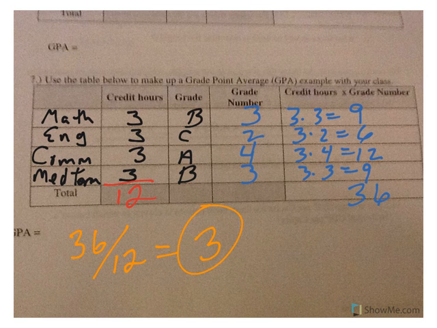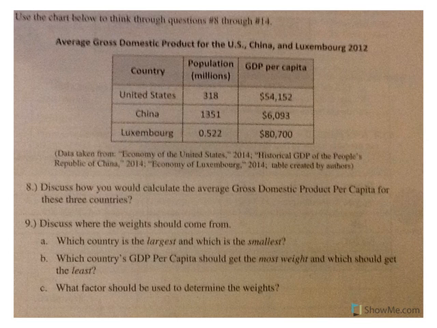Alright, so if you fill in your grade number, B's are worth 3 points, C's are 2, A's are 4. When you multiply across credit hours times the number of points you receive per credit, you can find out your total points received. So 9 plus 6 plus 12 plus 9 gives you 36 points. Well, you took 12 credits, right? 3 plus 3 plus 3 plus 3 is 12 credits. So the 36 points I earned divided by my 12 credit hours, your GPA for this semester is a 3. And that is excellent. All right, continuing on.